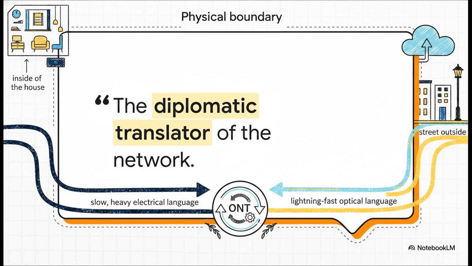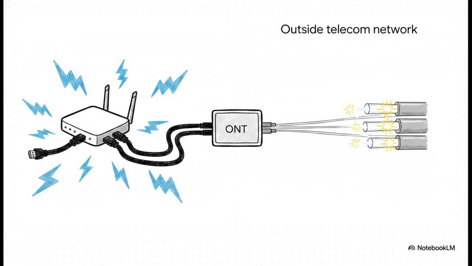It seamlessly negotiates the physical boundary between your private living space and the massive public infrastructure out there. Just to put that into perspective, inside your house, the environment is entirely based on electricity, right? We've got copper cables, routers, standard electronic signals. But the outside world, that massive telecom network waiting just beyond your wall, operates entirely on light and laser pulses, shooting through ultra-thin glass threads called fiber optics.